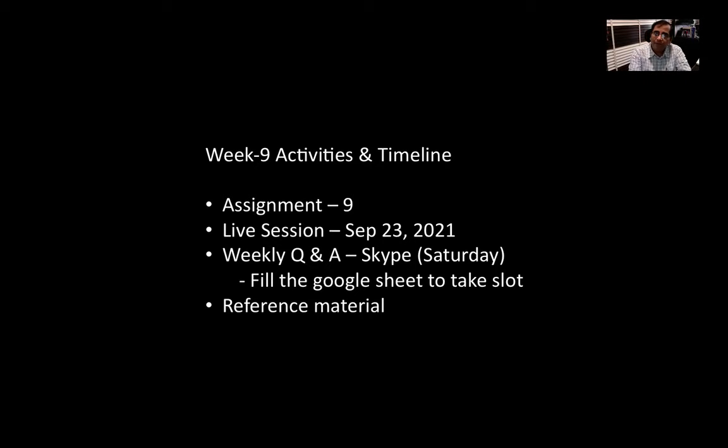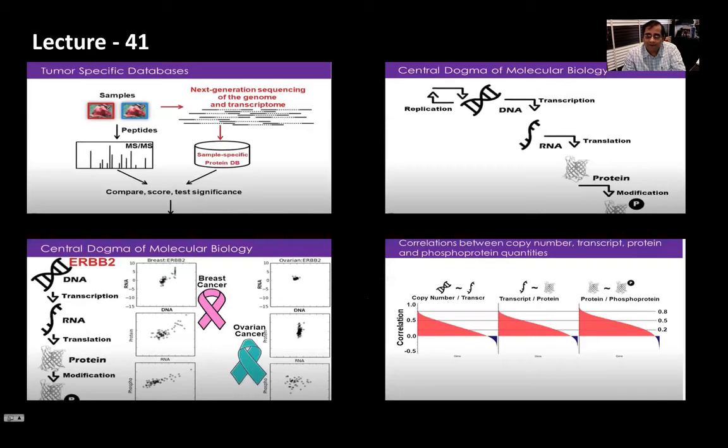I hope you're following the reference materials every week and you are pretty much updated about where we are, right? So this week, the first lecture is moving more towards, as I said, combining the knowledge from genomics and proteomics and taking that forward towards proteogenomics. That's where the major focus will be for this week.